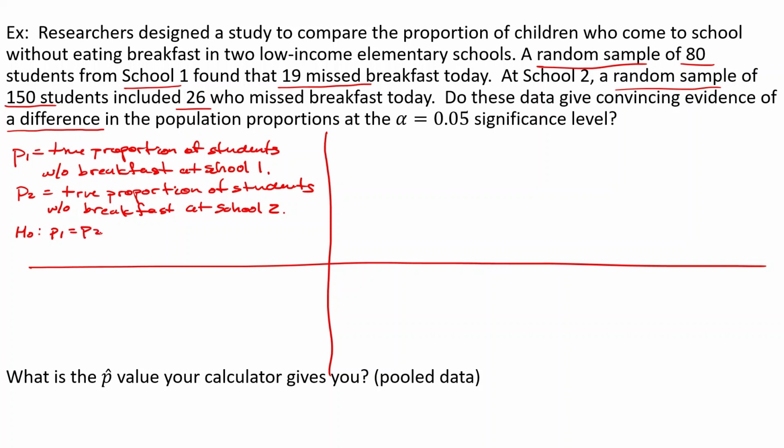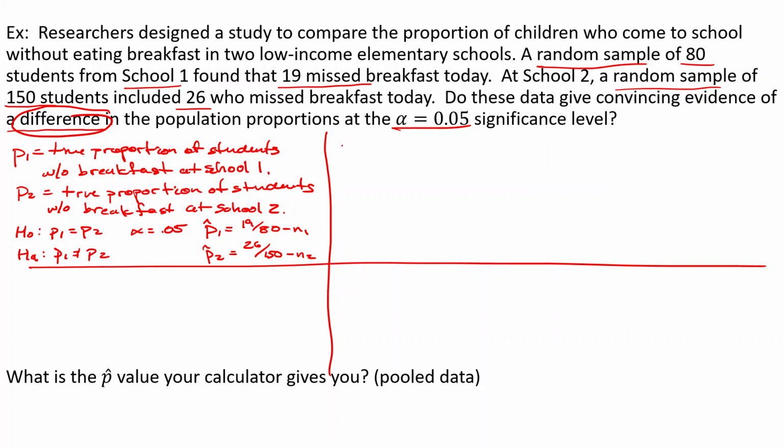P1 equals P2. Our alternative hypothesis is we are just looking if there's a difference. So P1 does not equal P2, which means this is technically a two-tailed test. Our alpha value is 0.05. Our P1 hat, let's see, we had 19 missed breakfasts out of 80. 19 out of 80. So this would be our N1 down there. Our P2 hat is 26 out of 150. So that would be our N2 down there. Barely fit it all in there.